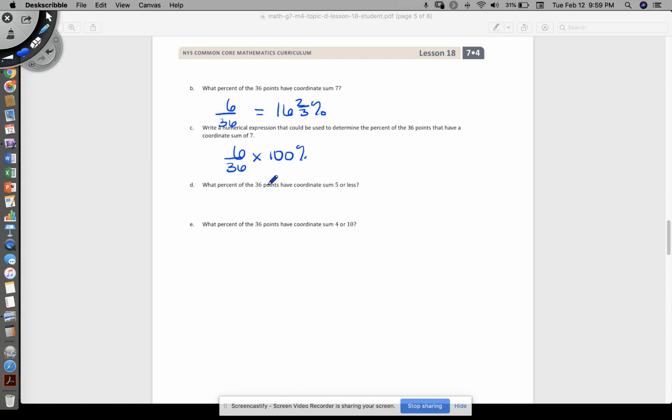All right, let's try this one. What percent of the 36 points have a coordinate sum that add up to 7 or less? Be careful there. And this one, what percent of the 36 points have a coordinate sum of 4 or 10? All right, work with your partners and solve those last two out. And this is the end of the tutorial.